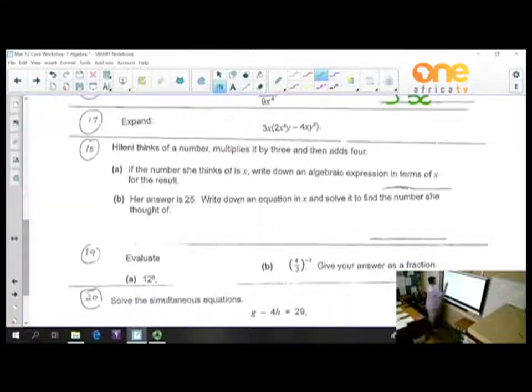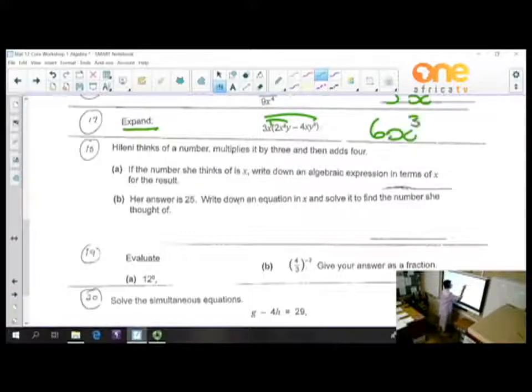Question 17. Expand means remove the bracket, products. And I have to multiply each one with that one outside. So that gives me then 6, and you have to add your indices, so it is x to the power of 3, y, and then multiply with the second one. Positive times a negative is a negative. The numbers are 12, and the indices, I add them, so it's x squared, y squared.